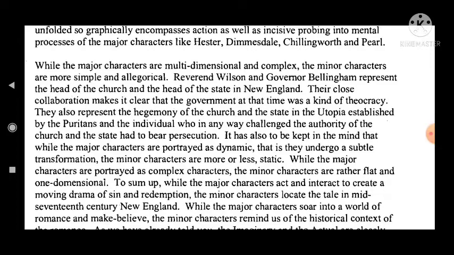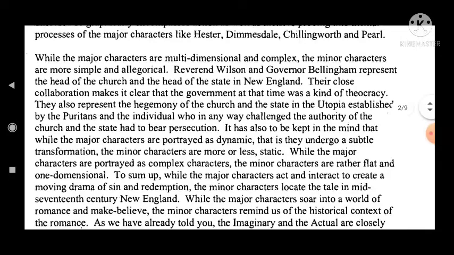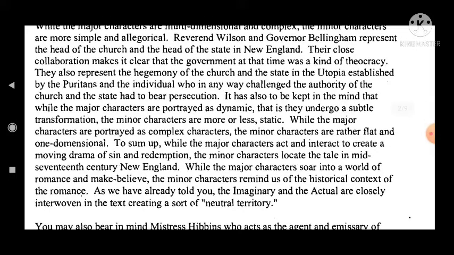Individual who in a way challenged the authority of the church and the state had to bear persecution. It is also to be kept in mind that while the major characters are portrayed as dynamic, they undergo a subtle transformation, the minor characters are more or less static. While the major characters are portrayed as complex characters, the minor characters are rather flat and one-dimensional.